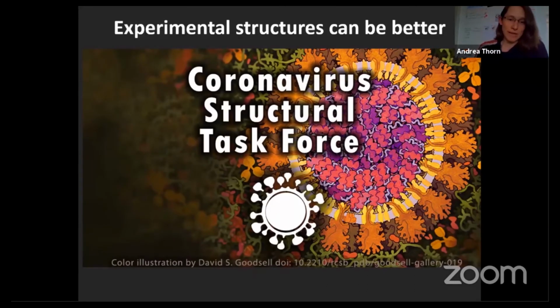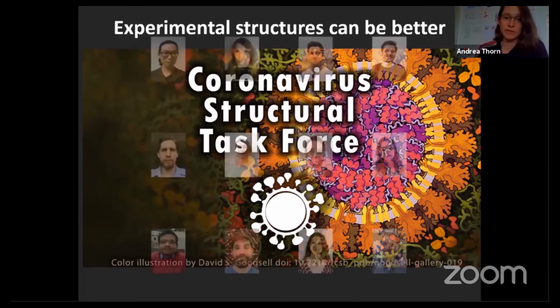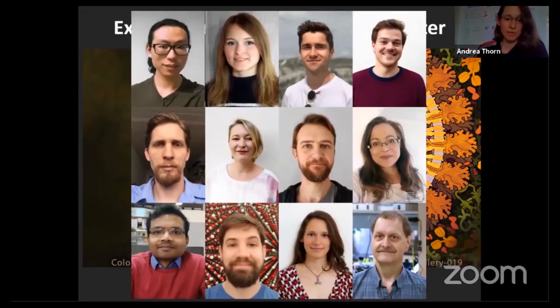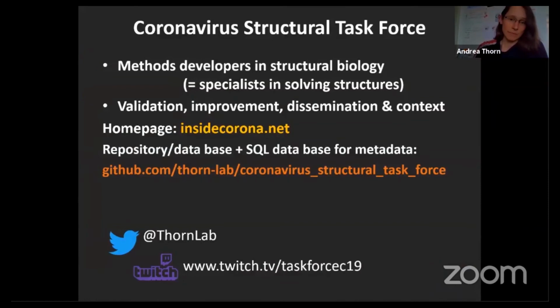And we quickly became a bigger team. We called ourselves the Coronavirus Structural Task Force because we looked at those 500 known structures from coronavirus. These are some of our members. We're by today 15 people from 7 different nations. All of us are methods developers in structural biology, meaning we're specialists in solving structures. Usually we develop the software that people use to solve their structures.